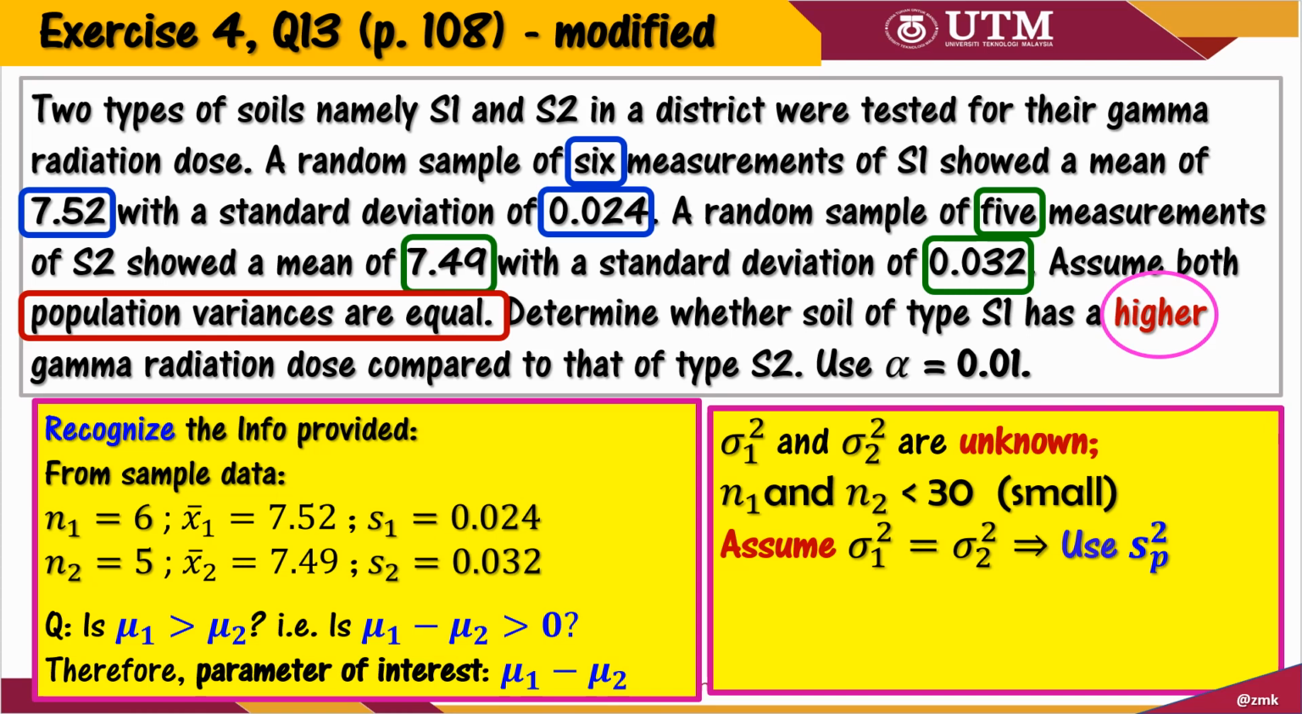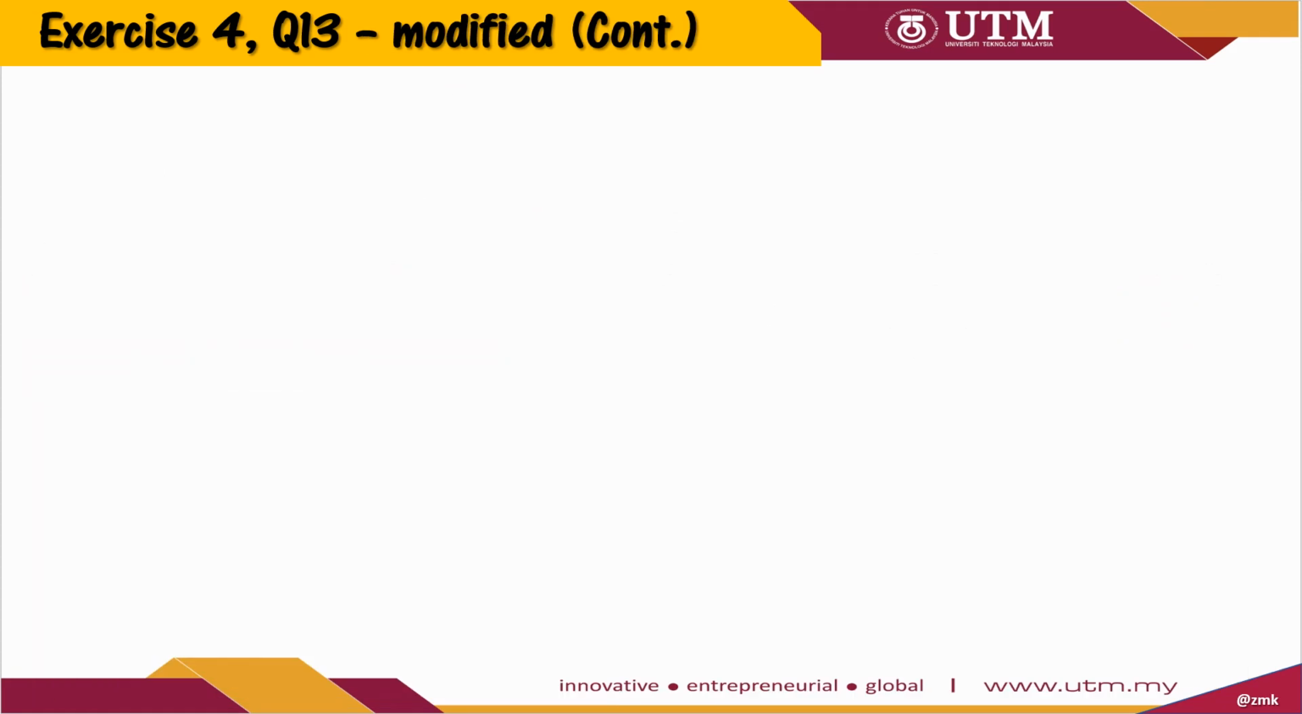Now we can identify the suitable case to solve the problem, that is, to use case 3a, which involves a t-test statistic. Since we want to test if mu1 is greater than mu2, or mu1 minus mu2 is greater than 0, then we have a right-sided alternative hypothesis test, which will be performed at the level of significance alpha equal to 0.01. The complete solution is discussed in the following slide.